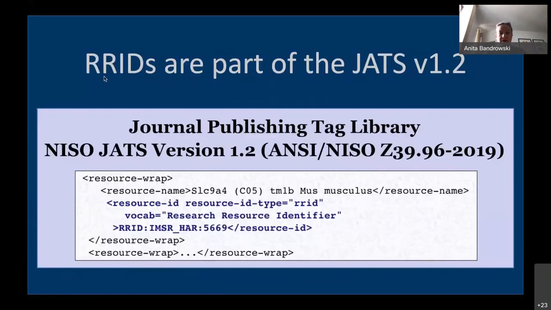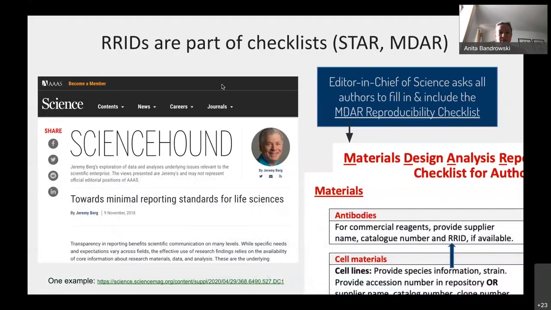And now RRIDs have also become part of the JATS standard. This is the Journal Article Tagging Suite. The version, which is version 1.2, actually includes this resource wrap tag. So this is now able to be created as a specific tag by journals. So we will not be the only ones that are mining these things out at some point once this is adopted. And of course, RRIDs are part of multiple checklists, including STAR Methods from Cell Press, and the most recent MDAR, which is the Materials Design Analysis Reporting Checklist for authors.